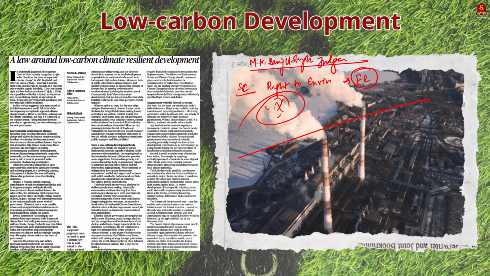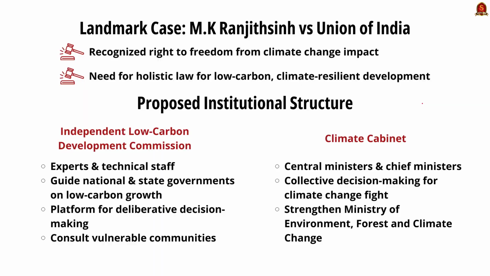In this backdrop, let us revise some of the important points and facts given in the article. The core of the article is to suggest an institutional structure. Firstly, the author talks about an independent low carbon development commission. This commission should be staffed with experts and technical staff who could offer both state and provincial governments practical ways of achieving low carbon growth and resilience.